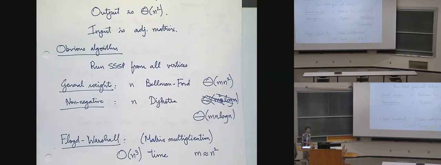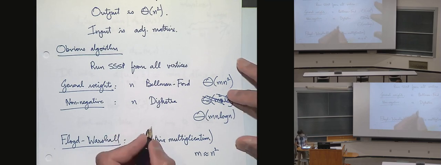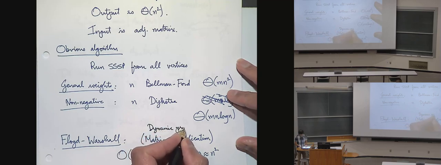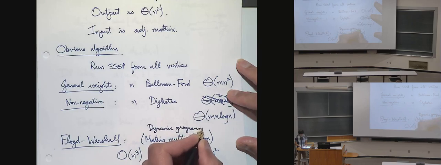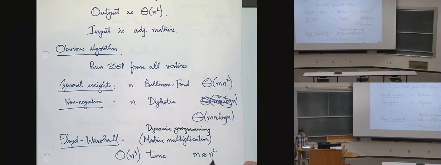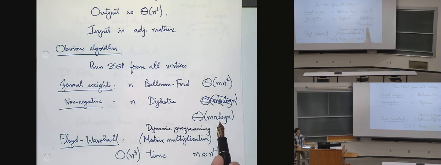what is nice is that there's this method of Floyd-Warshall, it's related to matrix multiplication and dynamic programming. And you get n cubed time. So the way to think about this is that when m is like n squared, when it's dense, it's much better than doing either of these methods. And it works for general weights. Okay? So I'll tell you how the Floyd-Warshall algorithm works.